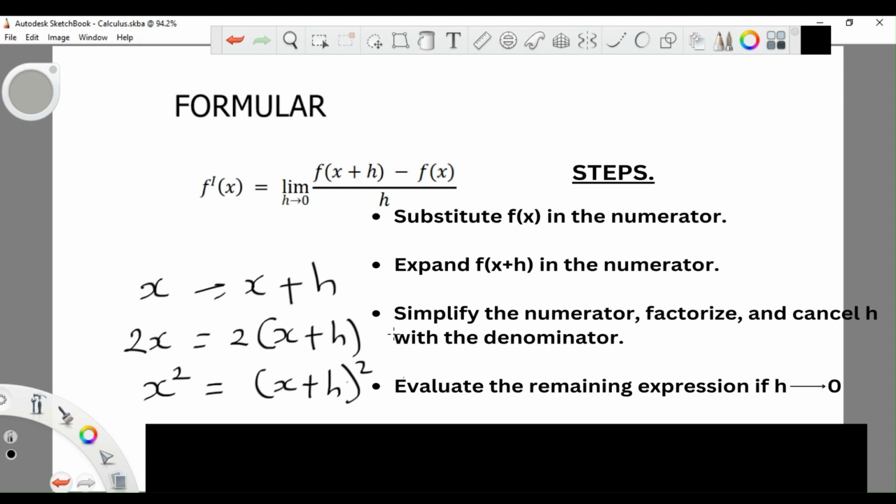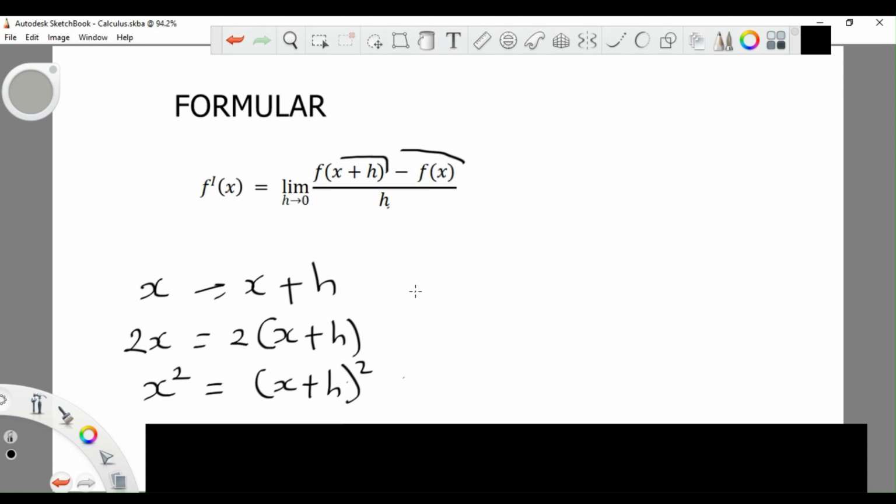Step 2 is to expand this function right here in the numerator. Then step 3 is to simplify the numerator, or you factorize, or you cancel h with the denominator. Then the last step is to evaluate the remaining expression as h tends to 0.